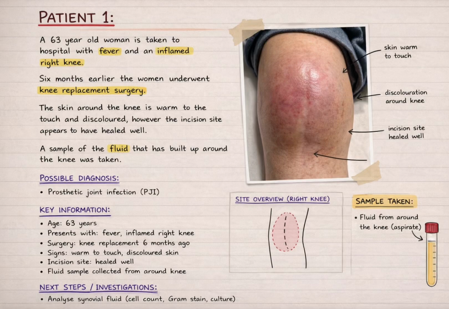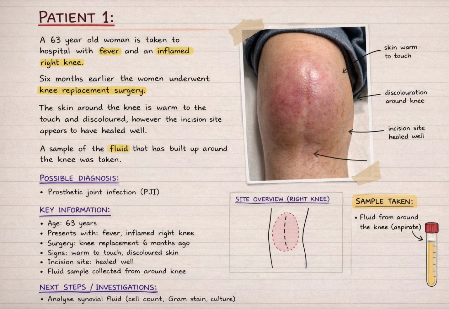Okay, let's go through this case step by step like you would in an exam. So we have a 63-year-old woman presenting with fever and an inflamed right knee. Straight away, those two features together should make you think this could be an infection. Now, the key piece of history here is that she had a knee replacement surgery 6 months ago.